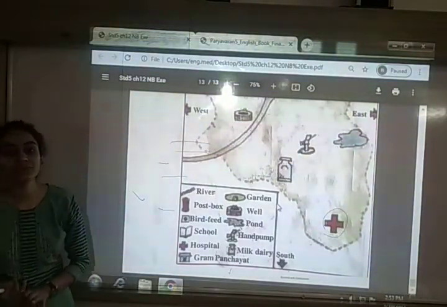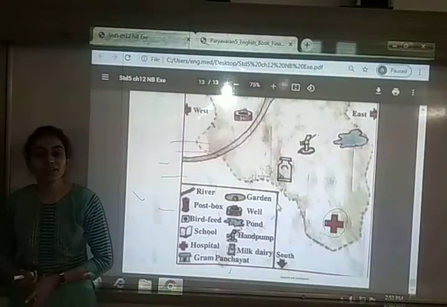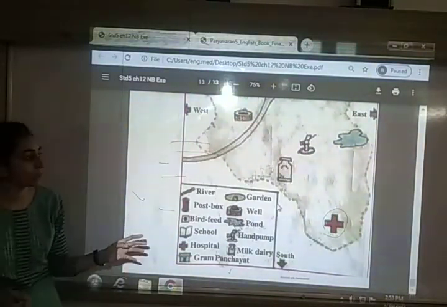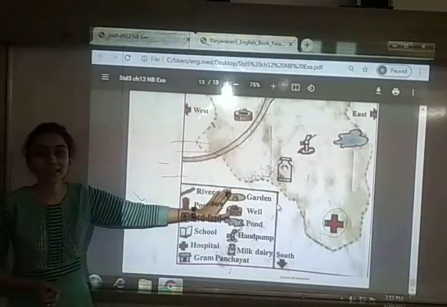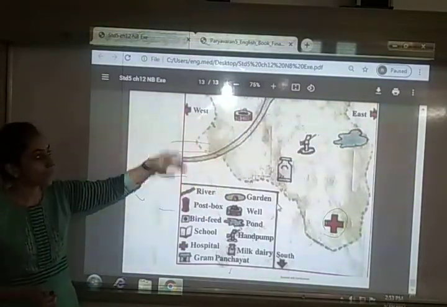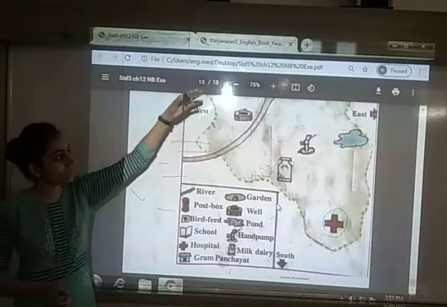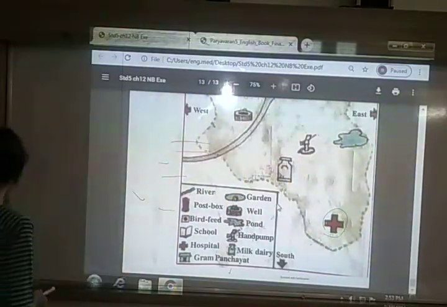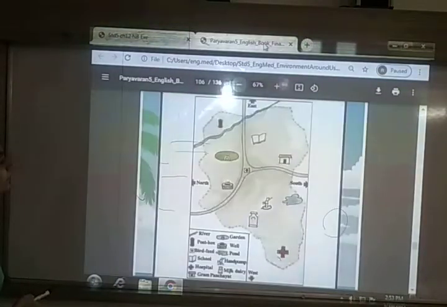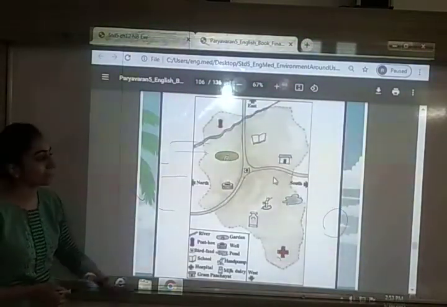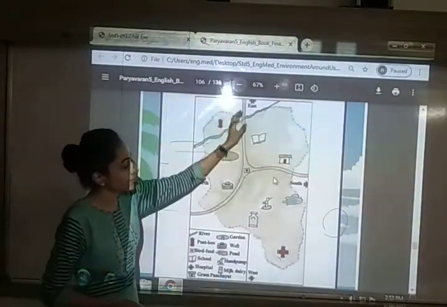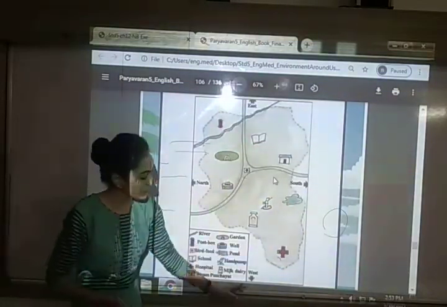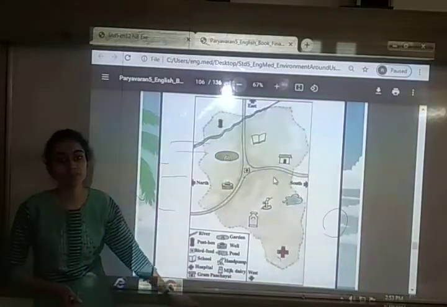If you find a PDF on the internet, you will get a different direction, because you will get a different map also. This one is from your textbook, and in your textbook the directions are shown like this: north, south, west and east. And if you find a PDF from anywhere else, you may find the directions like this: north, south, east and west. Then your answer will be that the hospital is located in the west direction.